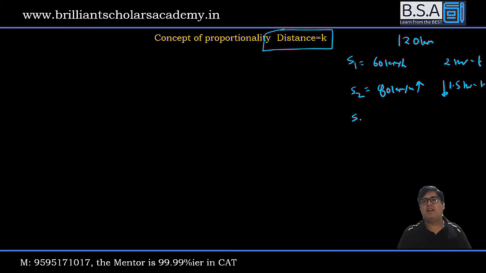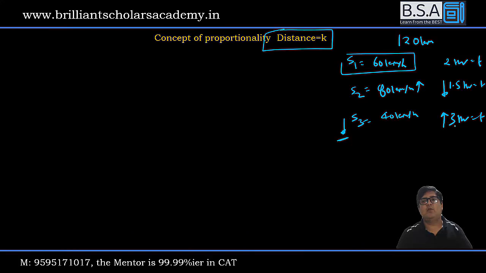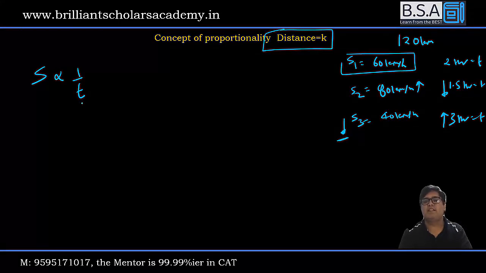Reversal. If he decreases the speed to 40 kmph, with 60 as the reference, he is traveling slower now, so he will take 3 hours. Do you see, a decrease in speed translates into an increase in time, and an increase in speed translates into a decrease in time. So here we can say speed and time are inversely proportional.